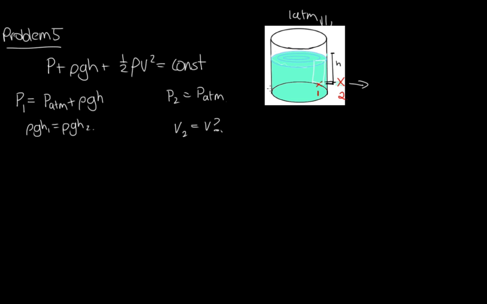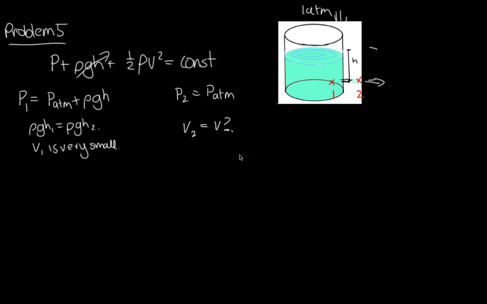So this leads us to the tricky part. We need to work out the velocity at 1. Now, to work out the velocity at 1, we're actually just going to approximate it. The velocity at 1 is very small. Okay, so how do we know that V1 is very small? Well, it's because we know that the flow rate is constant. So A1 V1 is equal to A2 V2.